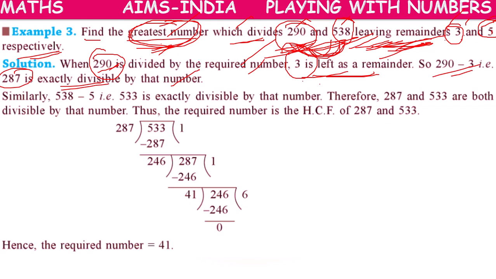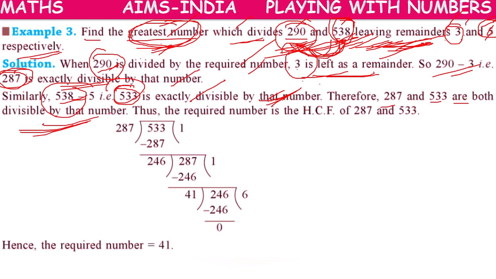In the same way, while dividing 538, remainder is 5. Means 538 minus 5, 533 is exactly divisible by the required number. So our required number divides not 290, not 538, but it divides 287 and 533 exactly. Remainders we have to remove. The remaining numbers will be divided by the required number. So 287 and 533 are both divisible by that number.